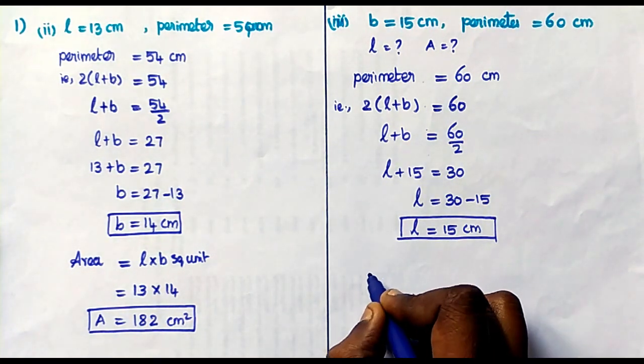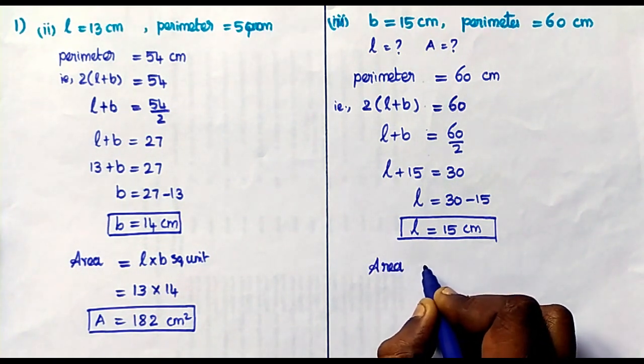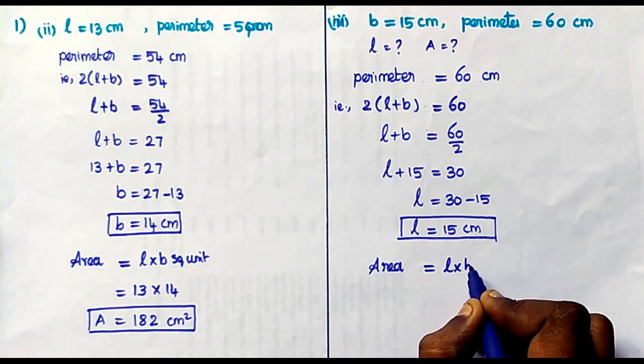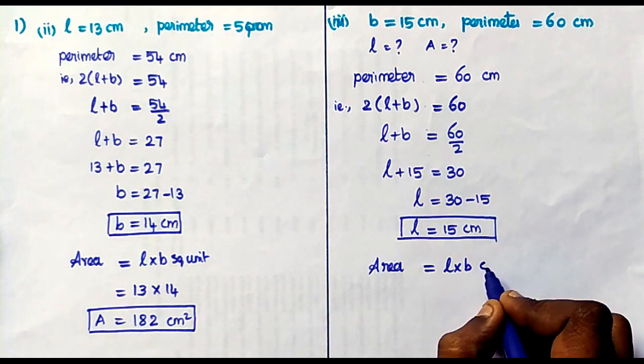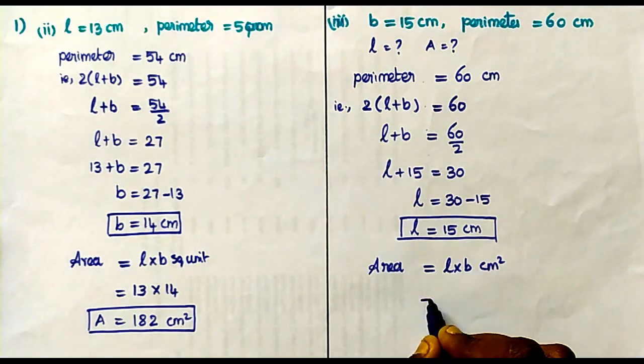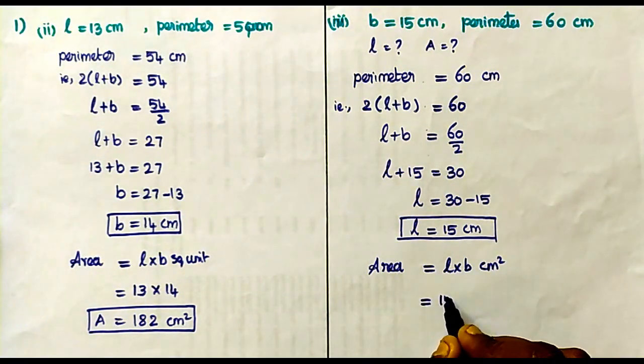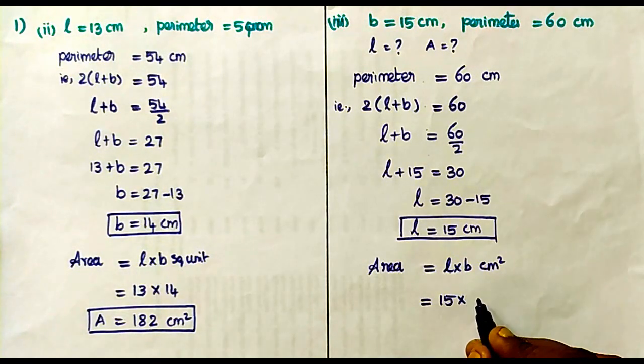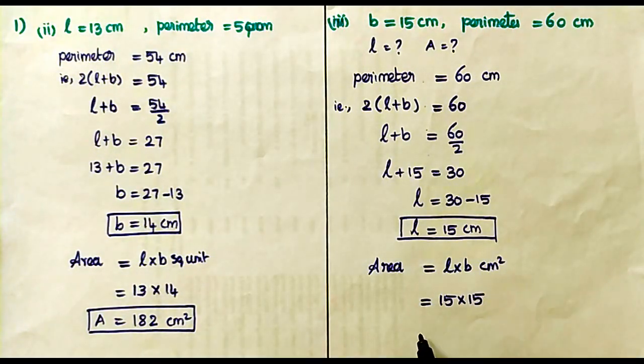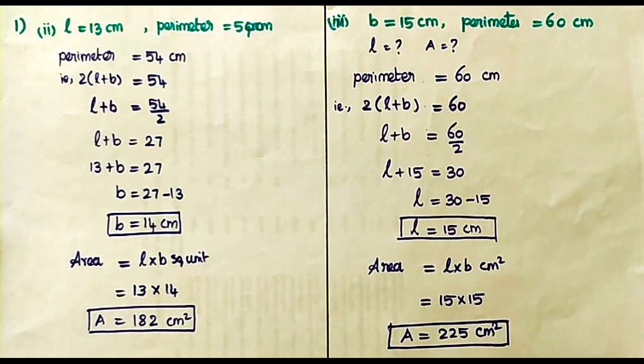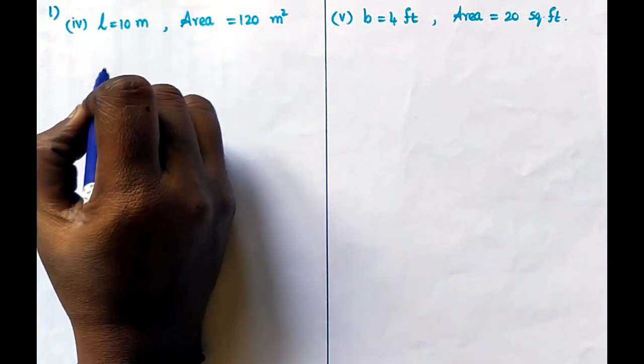Now area equal to L into B square centimeter. L is 15 into B is 15. So 15 15s are 225 square centimeter, that is area. That is the answer.